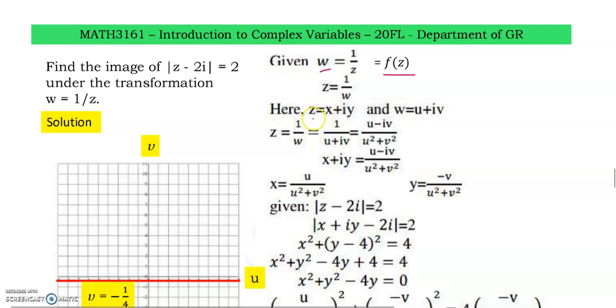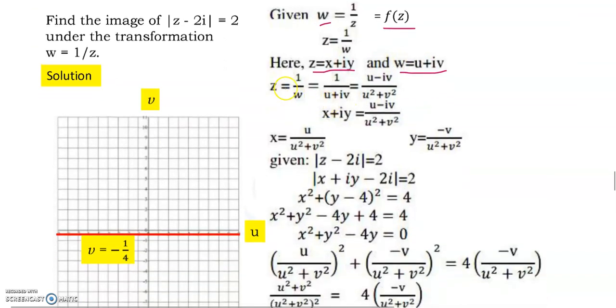Okay. We know that the Cartesian form of z is x plus iy. Then what is w? w is u plus iv. This is the z plane. This is the w plane. Now z equals 1 over w.